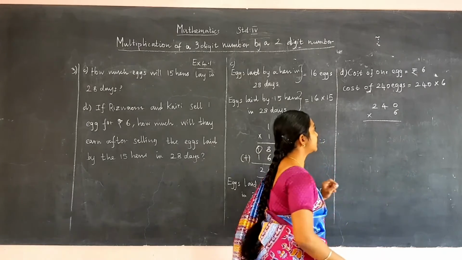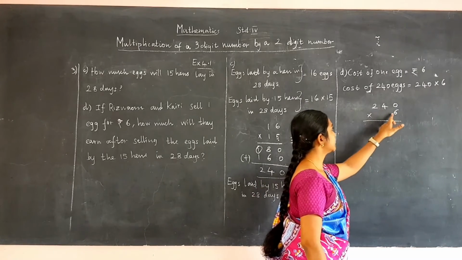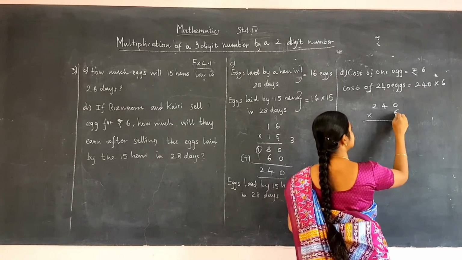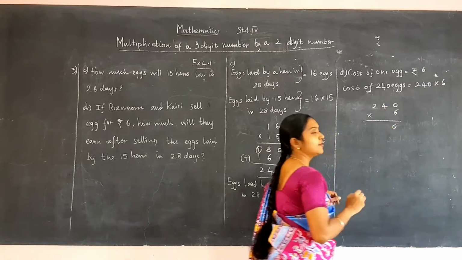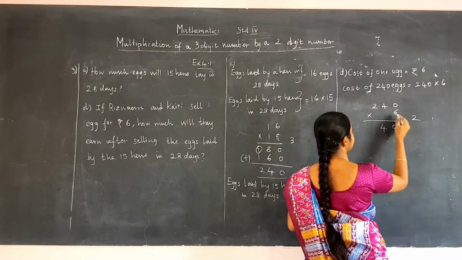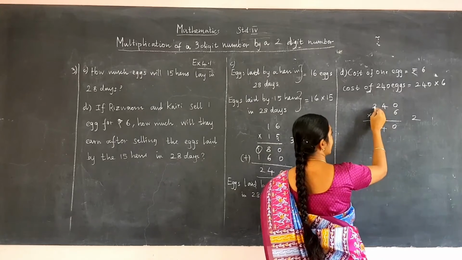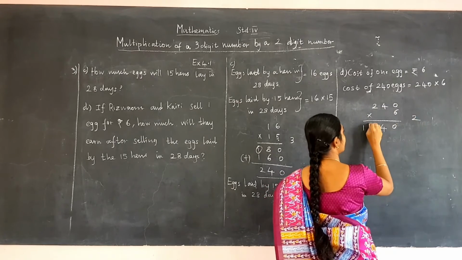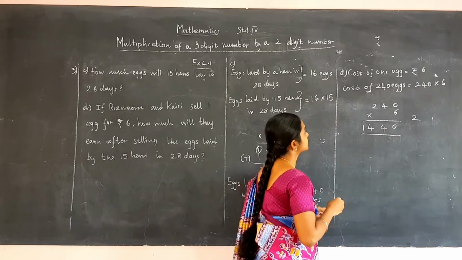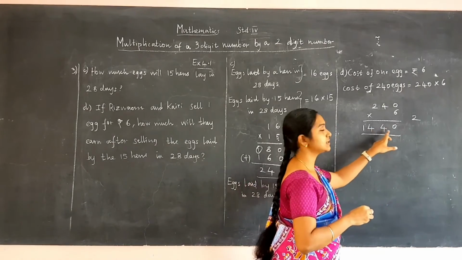With 6 we have to multiply 0, 4 and 2. 0 into 6 will be 0. 6 into 4 is 24. So we have to write 4 here and 2 is remaining. 6 into 2 is 12. 12 plus 2 is 14. So the answer is rupees 1440.